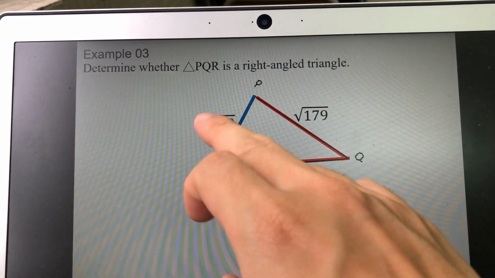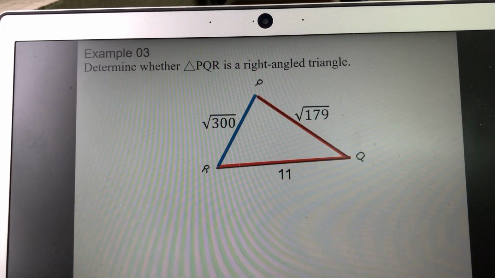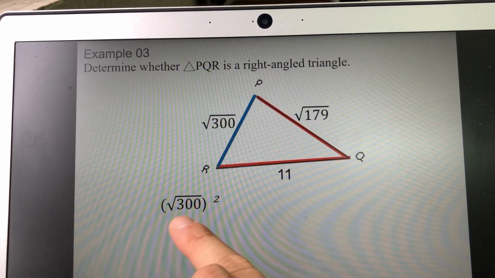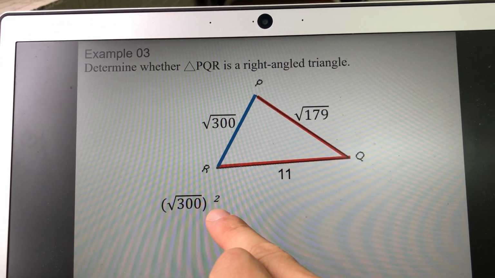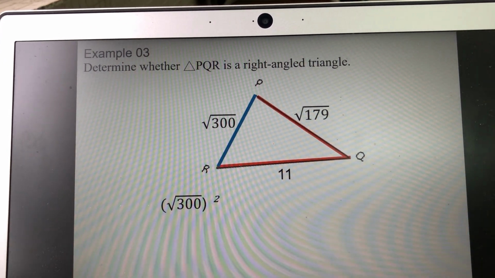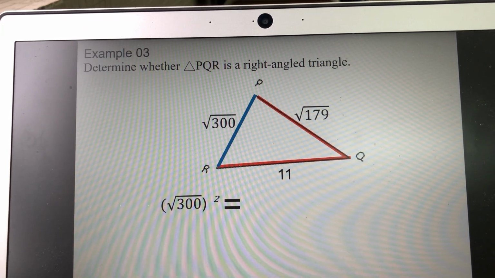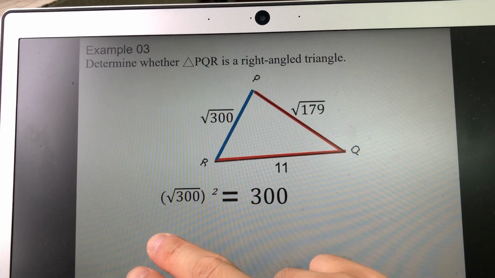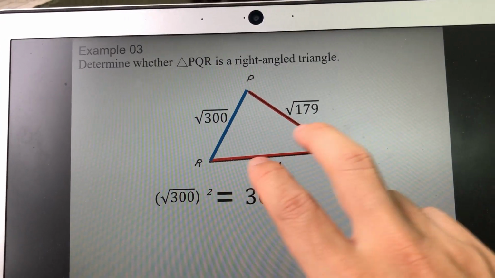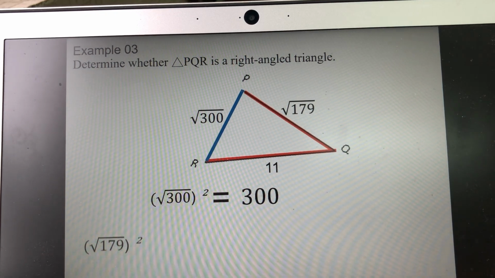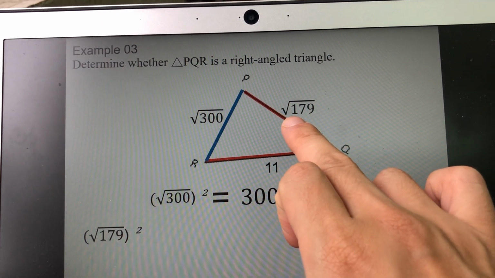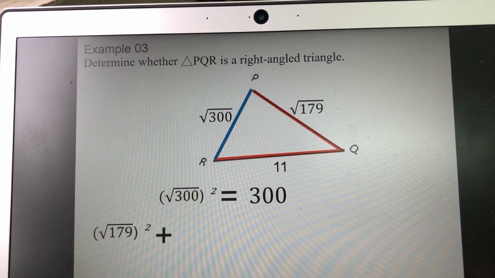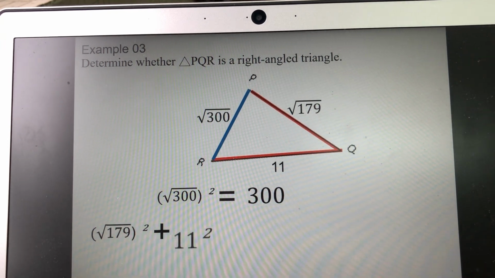We have to find the square of the longest length. So square root of 300 to the power of 2. So what is the result? Is there anything that we could simplify? Yes, the square and square root, we could cancel them out, so the result is just 300, that's right. And then what about the next step? You have to check the sum of the legs square. So first of all, the first leg, square root of 179, to the power of 2. Plus 11 to the power of 2.